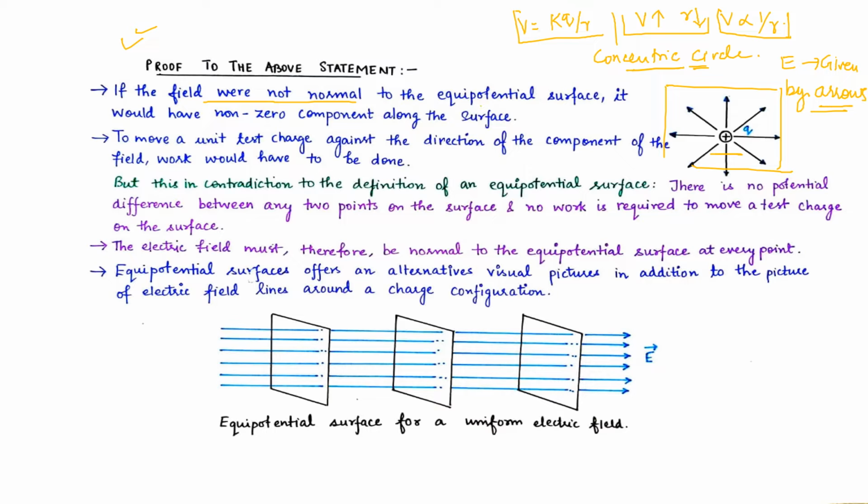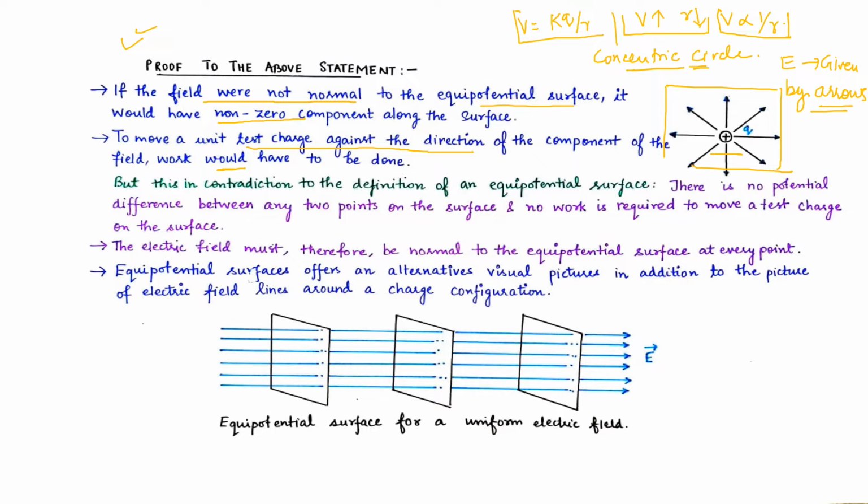if fields were not normal to the equipotential surfaces, they would have a non-zero component along the surface. To move a unit test charge against the direction of the component of field, work would have to be done.